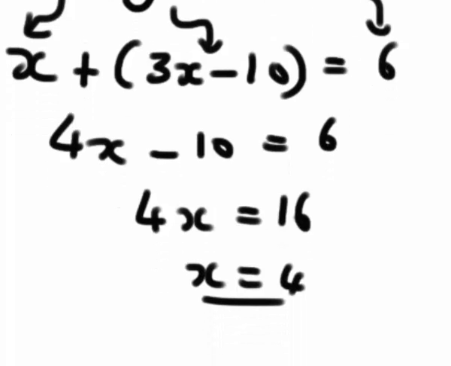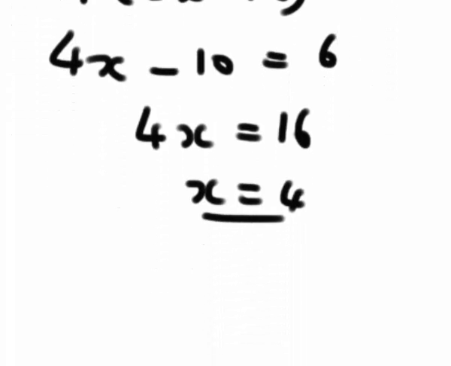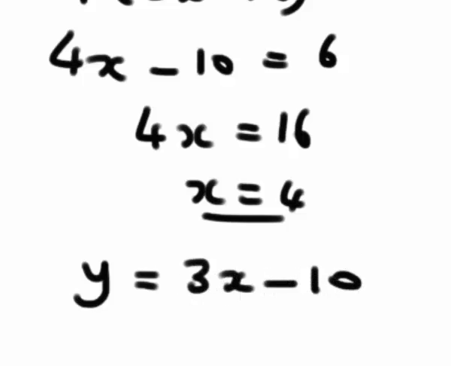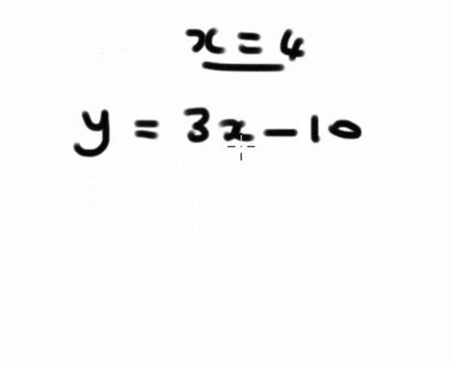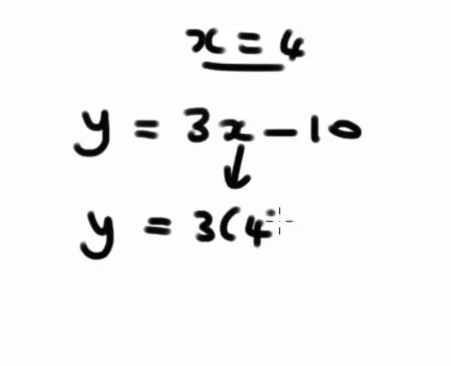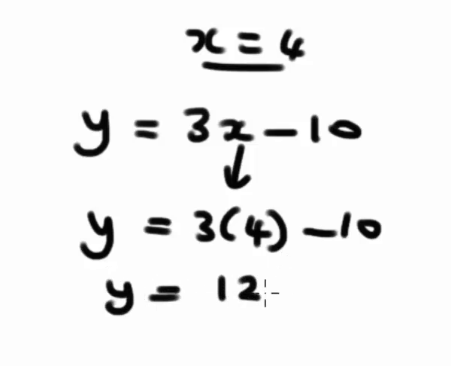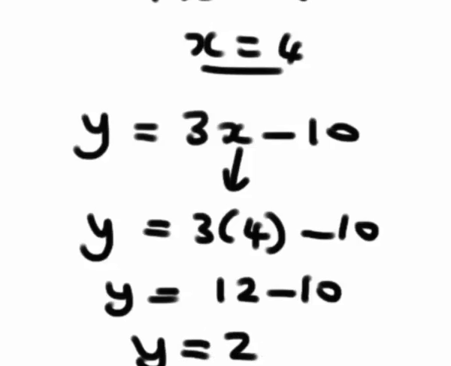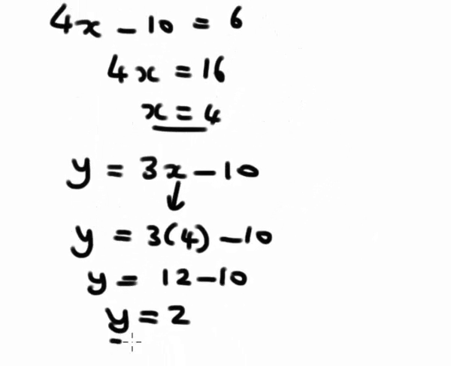And then if you want to get the corresponding y value, call that equation C. We can say y would be 3x minus 10, and all you now do is replace the x with a 4. So y is equal to 3 multiplied by 4 minus 10, which gives you 12 minus 10, which of course is 2. There we go. That's exactly like the other methods.